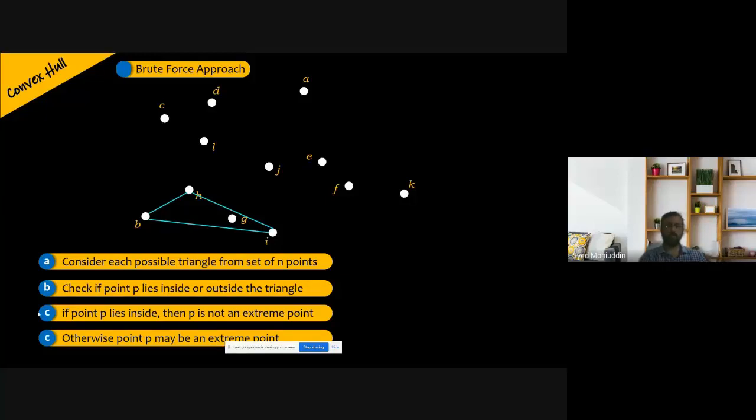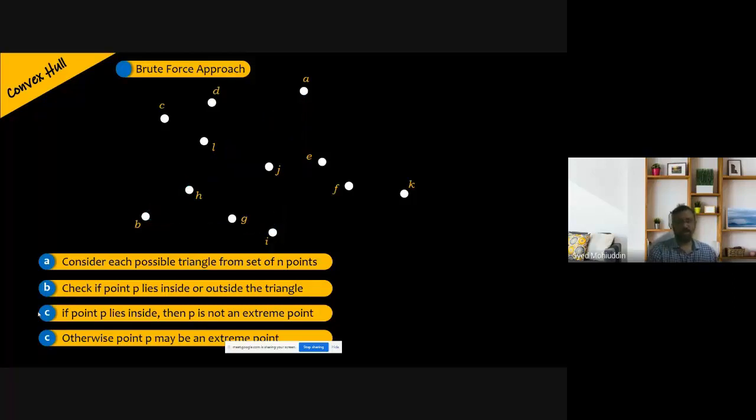Though you will get a solution with this, there is a lot of computational complexity involved. For example, in this case, we have eliminated some points. Then we will take another set of points. With this triangle of I, K, and G, E, F gets eliminated because it's inside. If you take this triangle, H, G, J gets eliminated. And the points that are outside, E, F, K, and C, D, L are outside. So we consider those as extreme points.